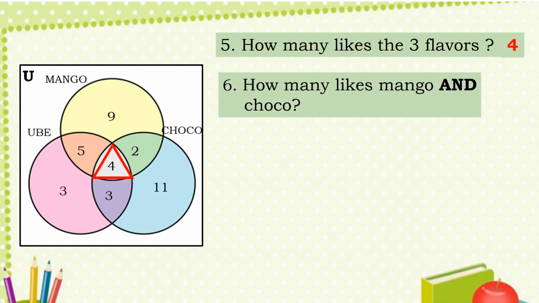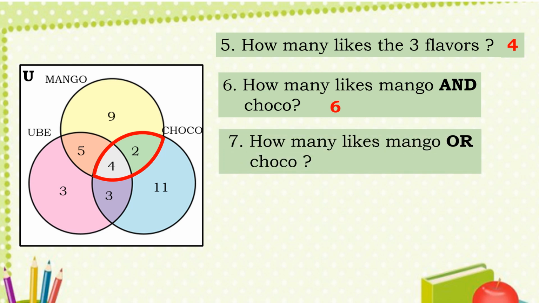Next, how many like mango and choco? Remember, students, when you see the word "and", it refers to the intersection. So, therefore, the intersection of mango and choco. So, I got here 4 and 2. So, add them. The answer is 6.